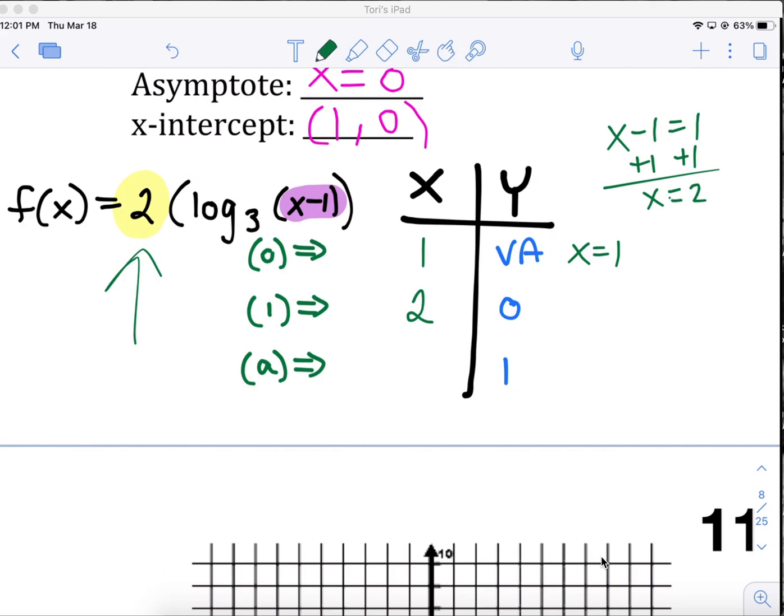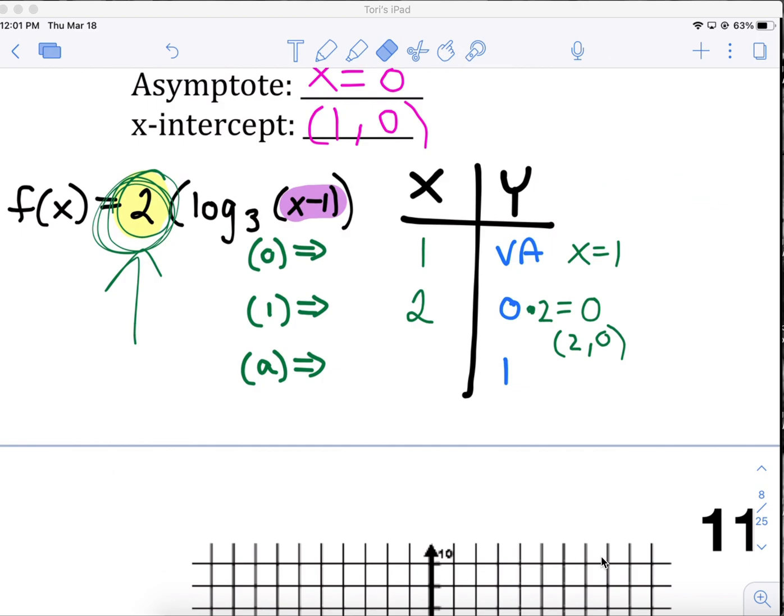All right, now that we know that x is a 2, don't forget that we're doing a vertical stretch. So I'm going to multiply this by 2. Multiplying by 2 on a 0 doesn't really do anything. It's still going to be 0. So my point stays 2, 0. Okay. All right, third goal.